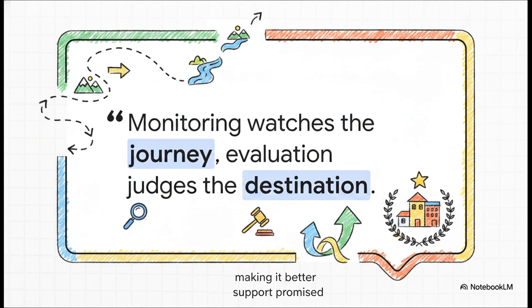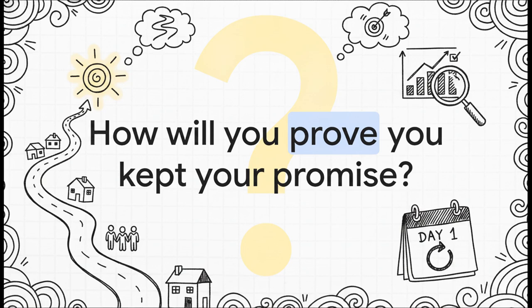So, let's bring back our core analogy one last time. Monitoring watches the journey, evaluation judges the destination. Together, these two practices keep a project honest, and more importantly, they make it so much better. They are exactly how you ensure the communities you're working so hard to help are actually getting the support they were promised. And I'll leave you with this final thought. The next time you sit down to design a community intervention, how will you prove you kept your promise? You've got to start thinking about the journey and the destination from day one.